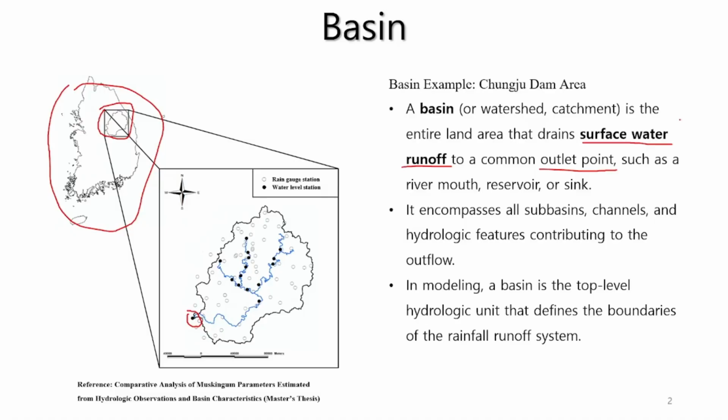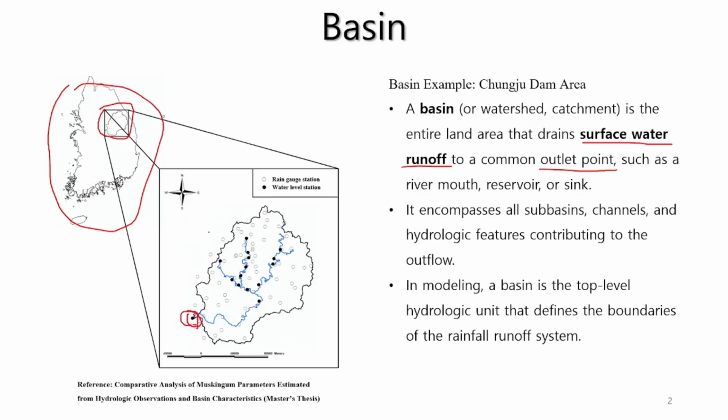Our basin is the entire land area like this that drains surface water runoff. When we say surface water runoff, we're talking about water that's running on the surface, such as rivers in this case. All these rivers flow into this one big river and then eventually flow out to this point at the end.